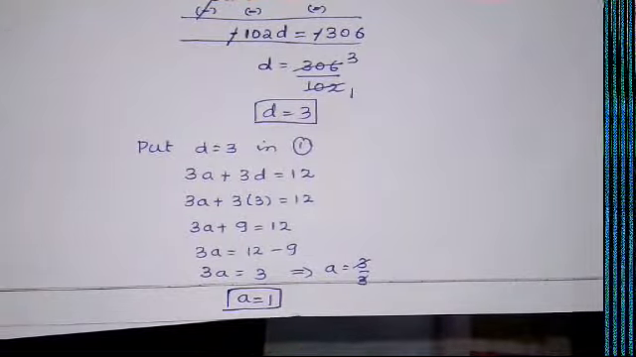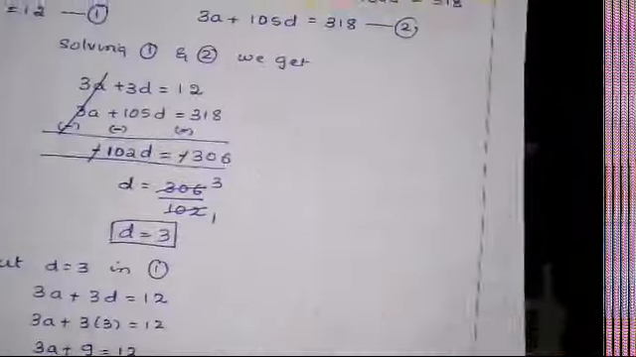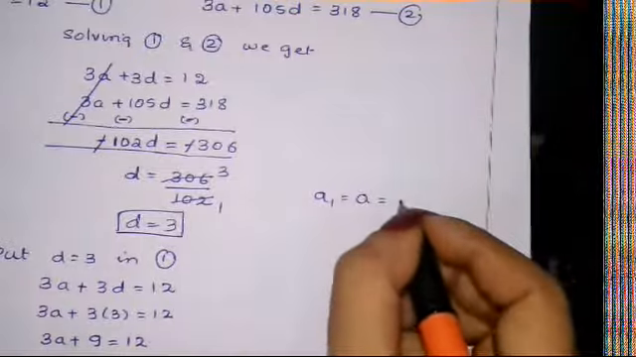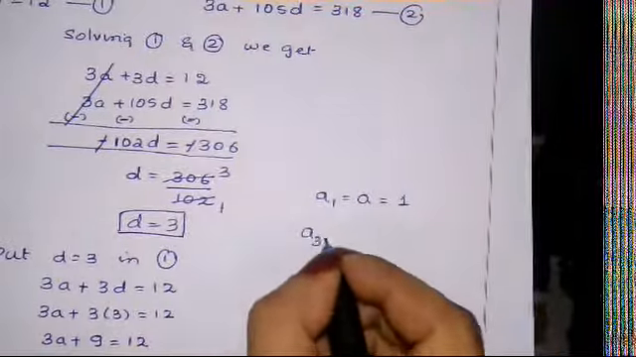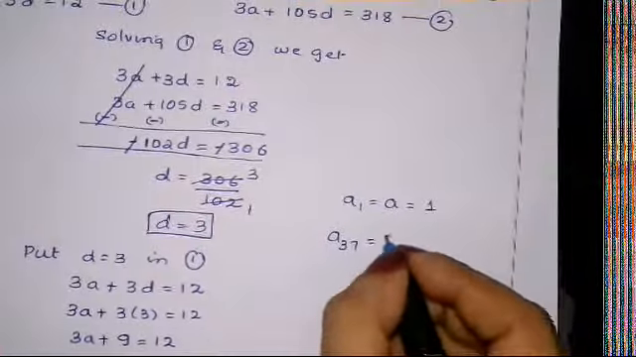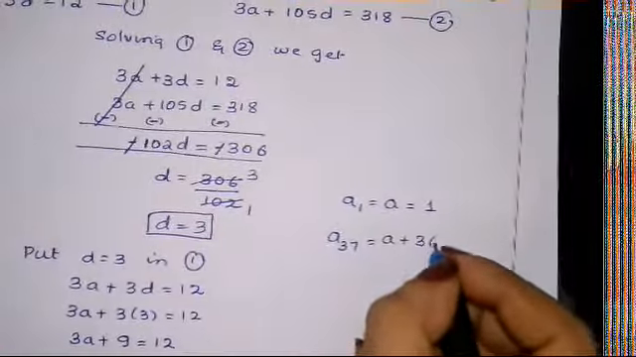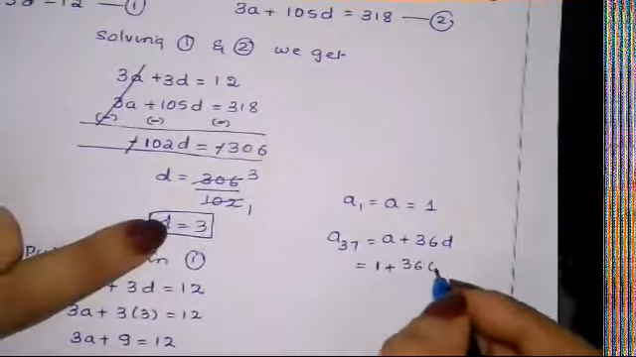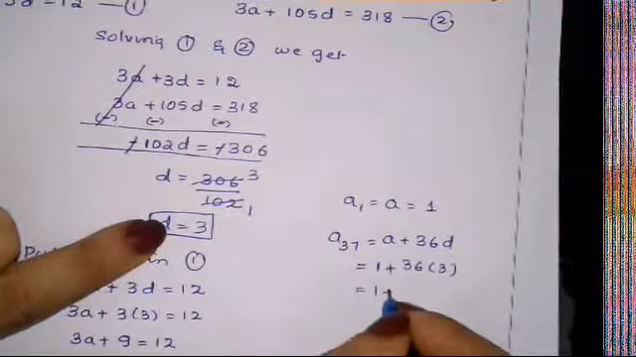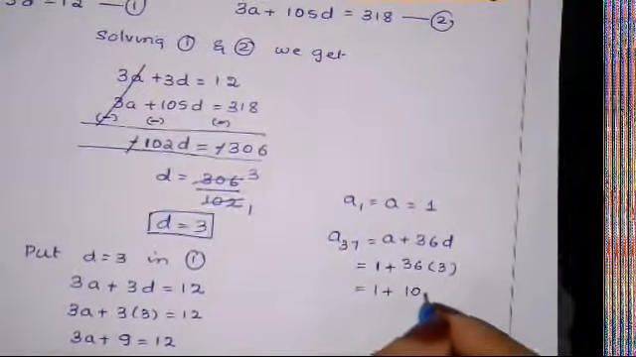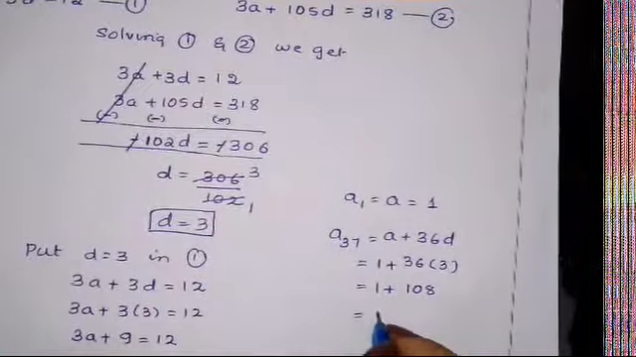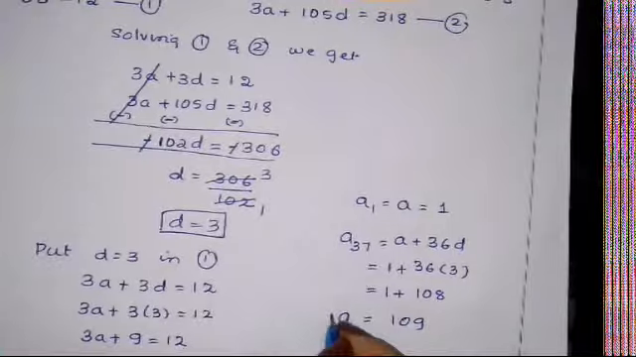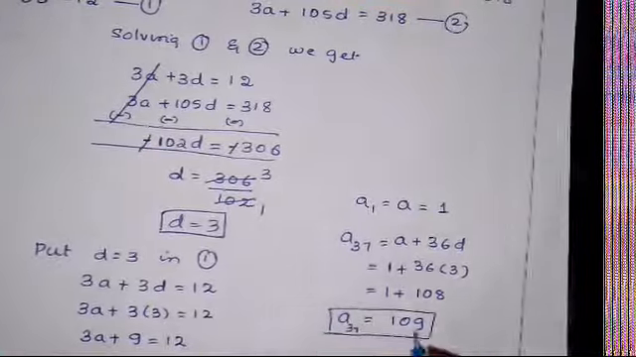What they have told us to find? Find the first and last term. First term is always A. A is equal to what we got, 1, and the last term is the 37th. A37 is equal to A plus 36D. A value is 1, so 1 plus 36 into D value, which is 3. 1 plus 36 3s are 108. 108 plus 1 is 109. So the first term we got is 1 and the last term we got is 109.